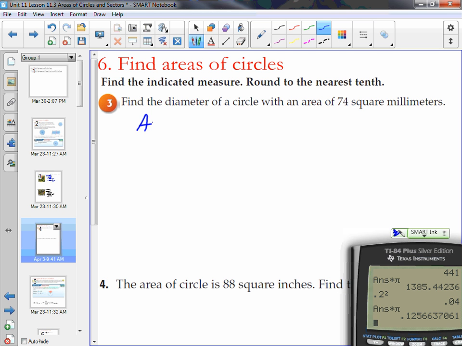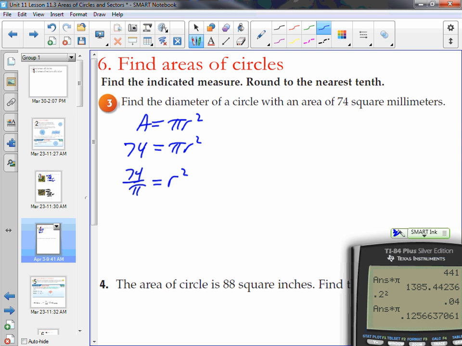So area equals pi r squared. Replace capital A with 74. And then solve it for the radius. Once we get the radius, we can get the diameter. Now, if they were really tricky, they'd ask us for the circumference, because once we got the radius and then got the diameter, we could get the circumference. So here we go. Divide by pi. So whatever 74 divided by pi is, that's r squared, isn't it? And don't use your calculator yet. There's no need to. You don't need it yet.